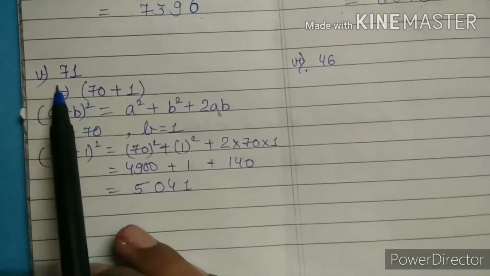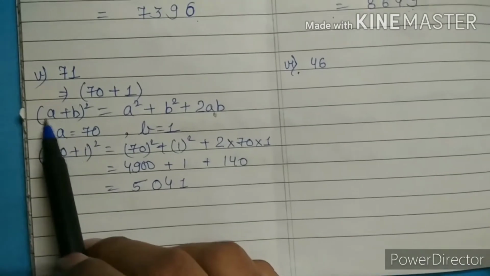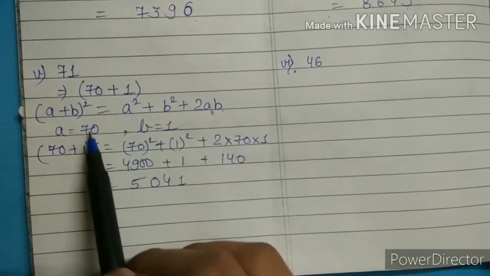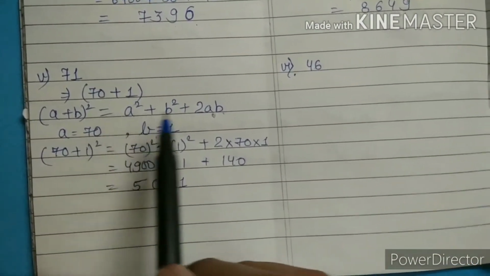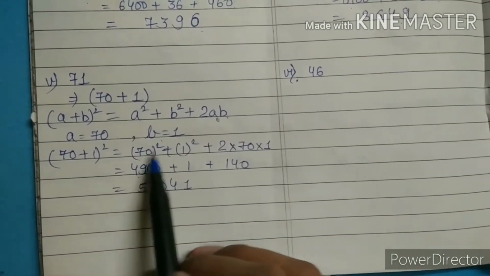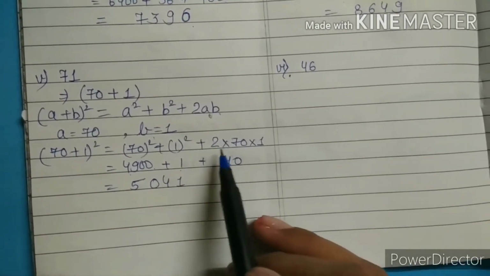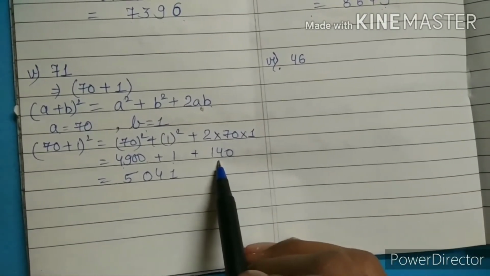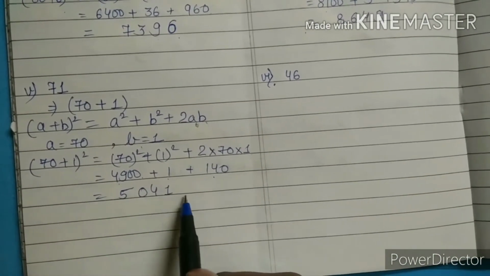Now the fifth question is 71, which can be separated in the form of 70 plus 1. So here, (A plus B) whole square is equal to A square plus B square plus 2AB. A value is 70 and B value is 1. After putting the values of A and B into the identity, we got 70 square, 7 square is 49 and 0 square is 00, plus 1 square is 1, plus 2 into 70 into 1. After doing the multiplication, we got 140. After adding them, we got 5041.